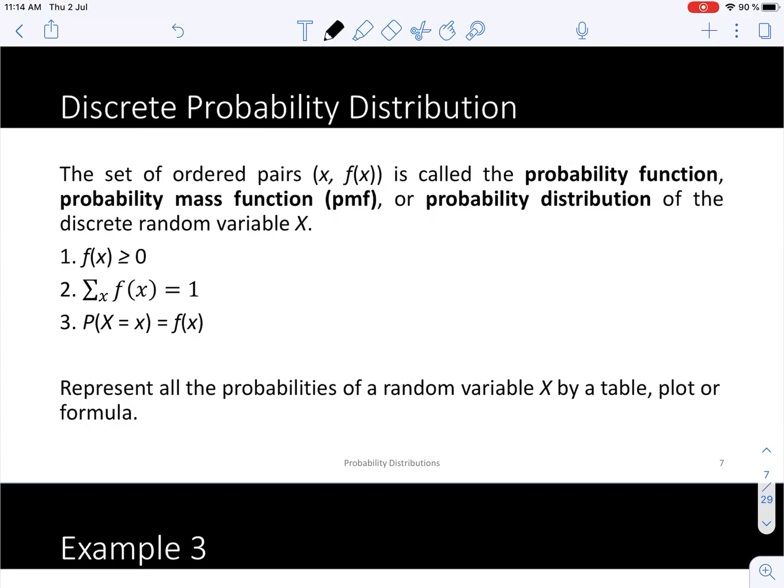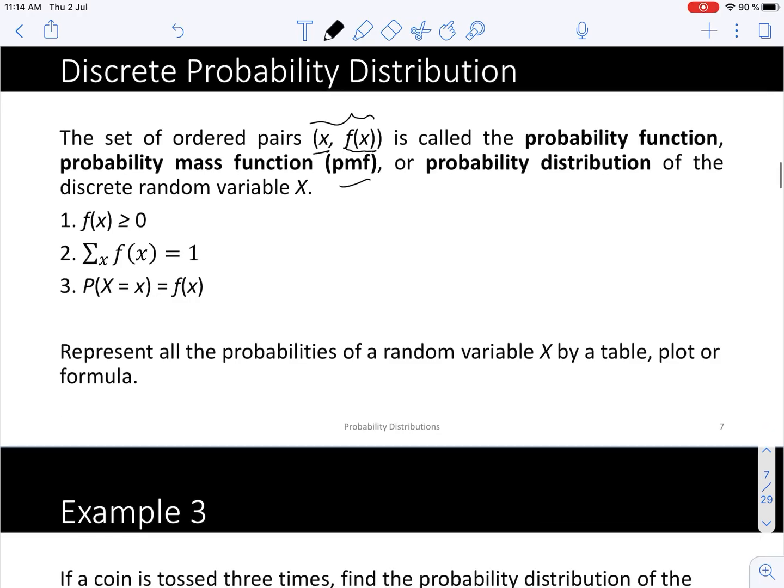Okay, so the next concept that we need to define is the discrete probability distribution, or the probability mass function. We will call probability function the set of ordered pairs (x, f(x)), where x is the outcome of the random variable, and f(x) is a function of the random variable and represents the probability for that specific outcome.